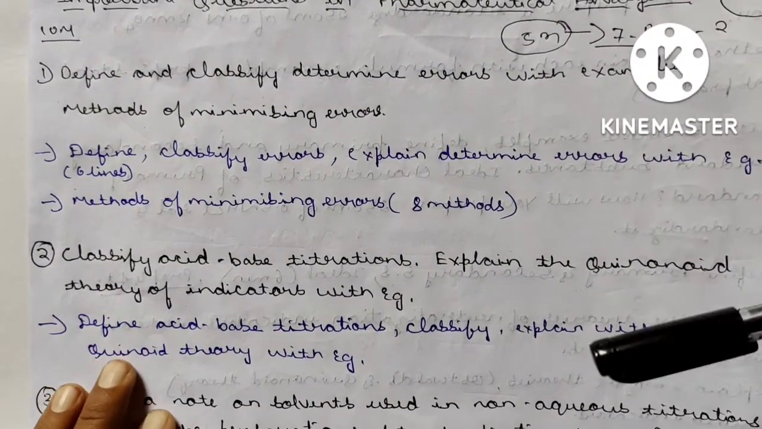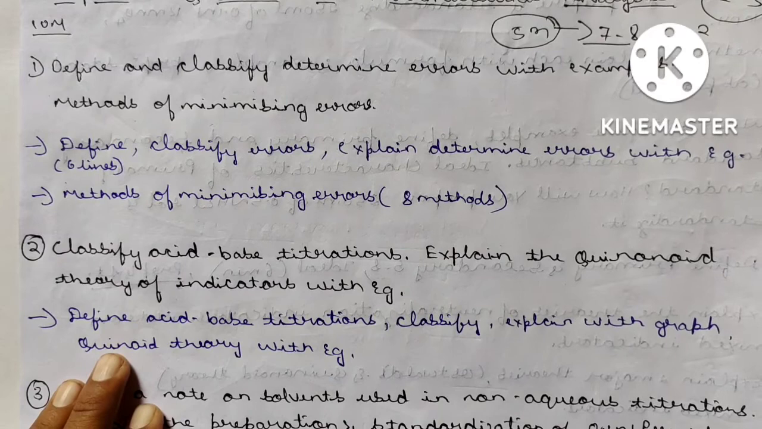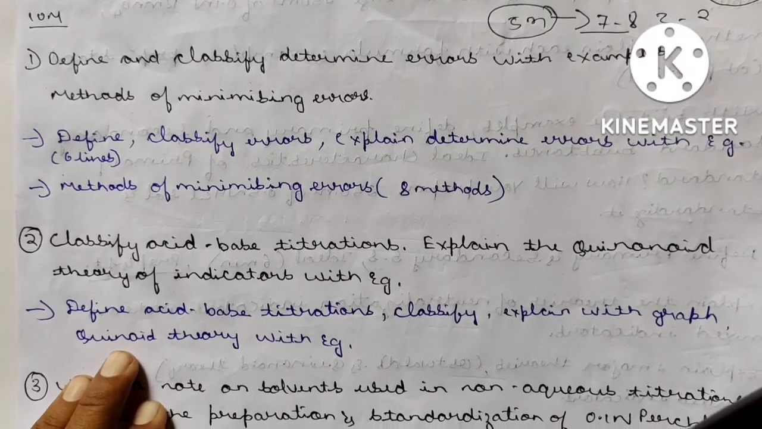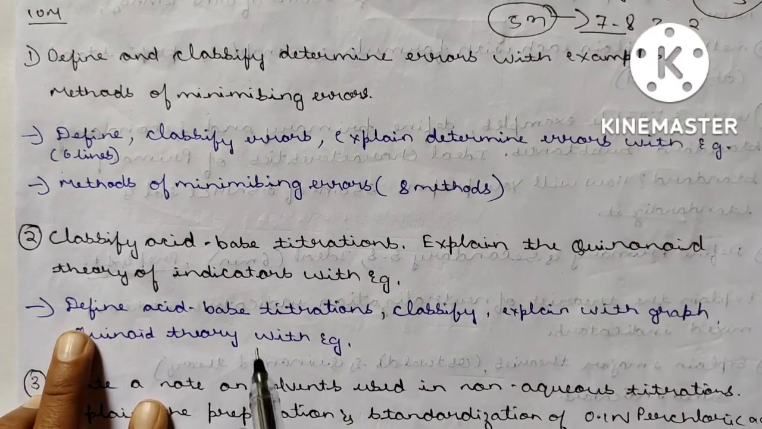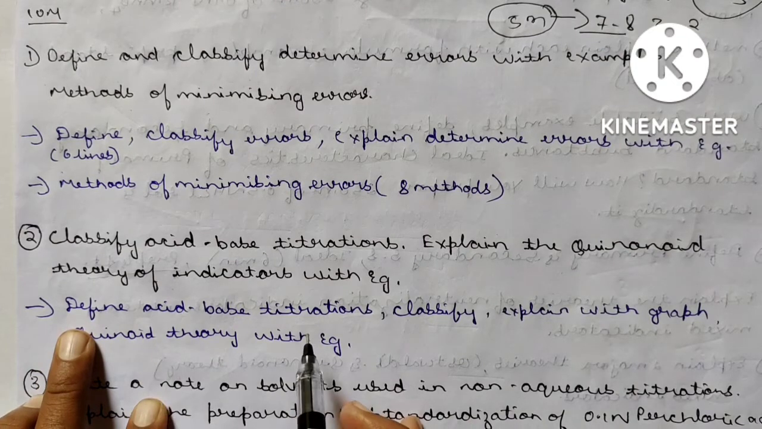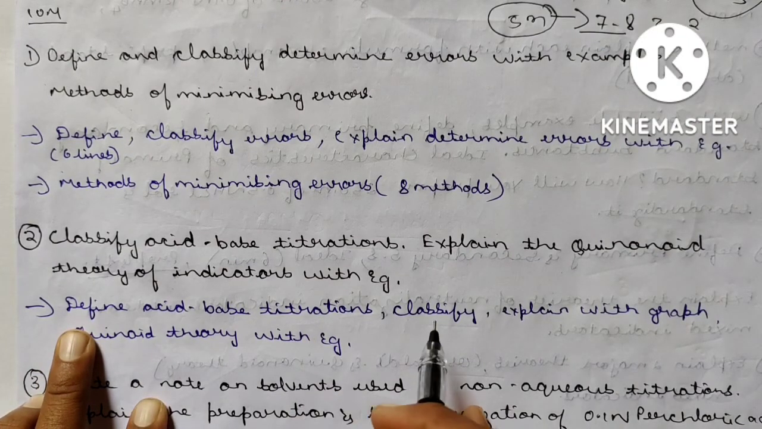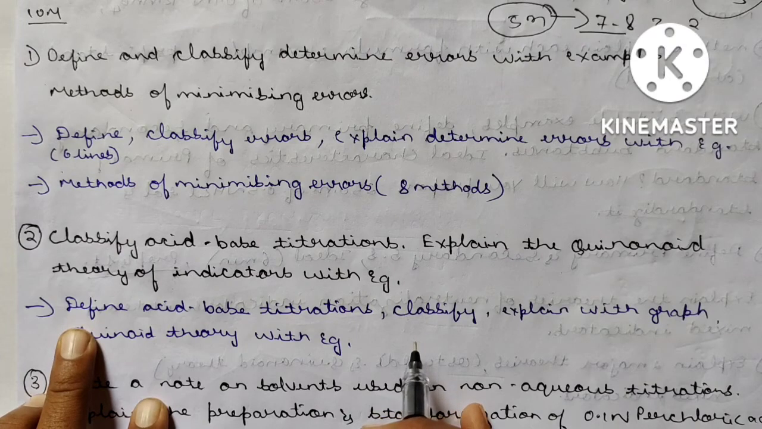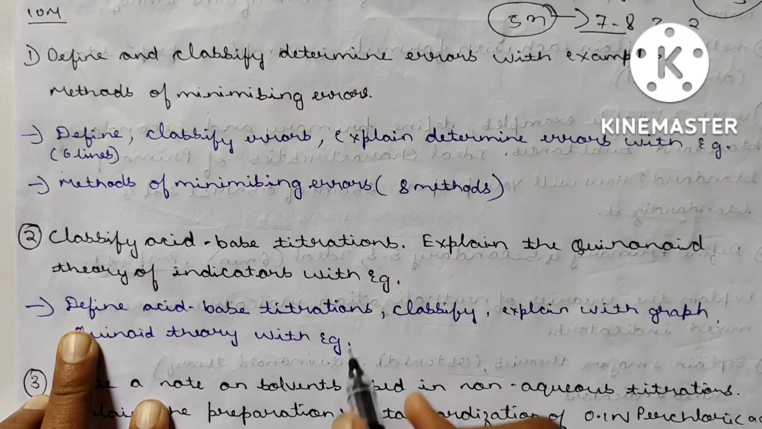Next question: classify acid-base titration. Explain the Ostwald theory of indicator with example. First you define what acid-base titration is. Then you classify those acid-base titrations, like strong acid strong base, weak acid strong base, strong acid weak base, weak acid weak base. All this classification you have to write first.